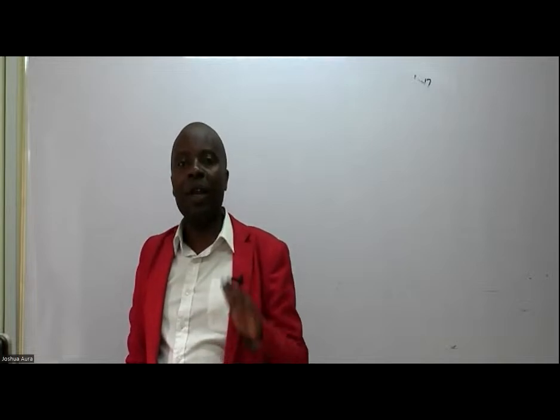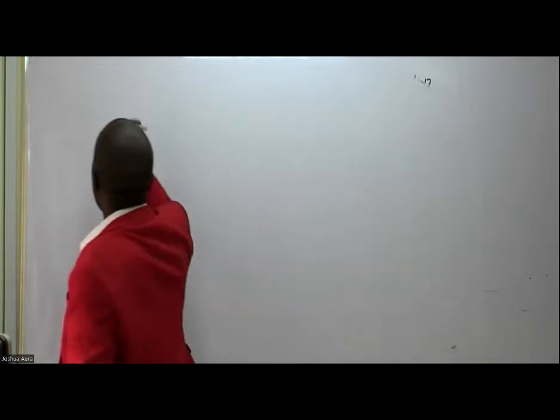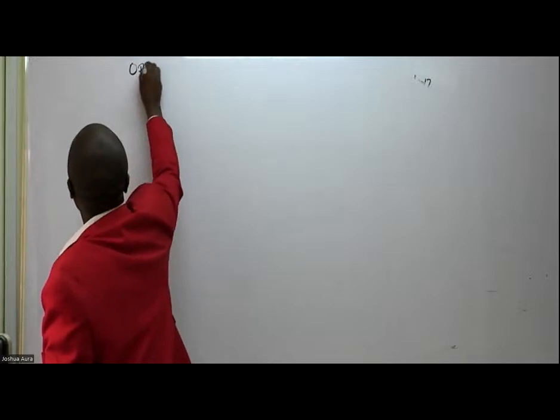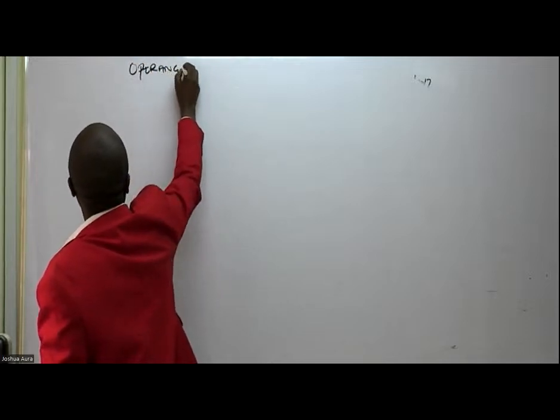Now from there, ladies and gentlemen, if you remember, in the cash flow statement we have three activities. We have operating activities, investing activities, and then financing activities. And here the examiner is silent. Whenever it's silent, I shall use the indirect method. So we start with operating activities.